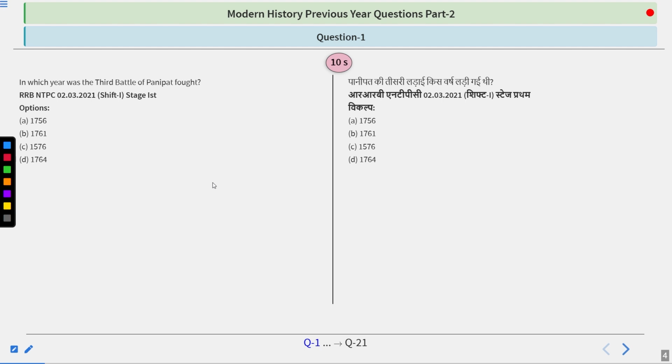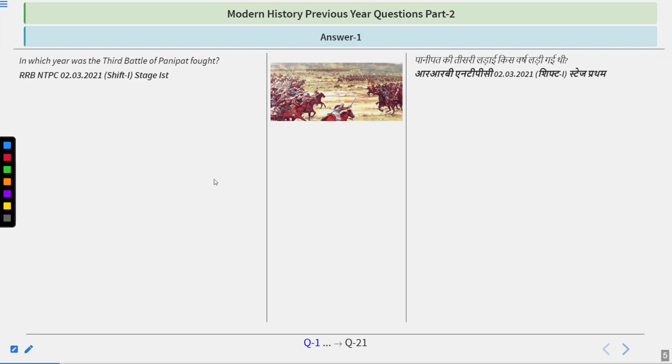So the first question that we have with us is: in which year was the third battle of Panipat fought? Very simple question, I guess. Just think about it and answer the question. Options are 1756, 1761, 1776 or 1764. I hope you have figured it out. The answer is very simple. The answer is 1761.